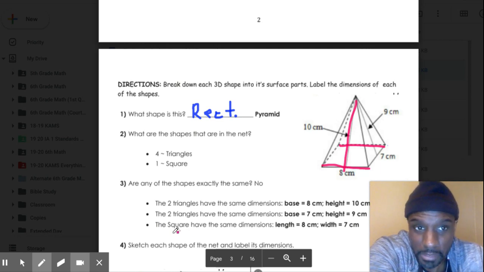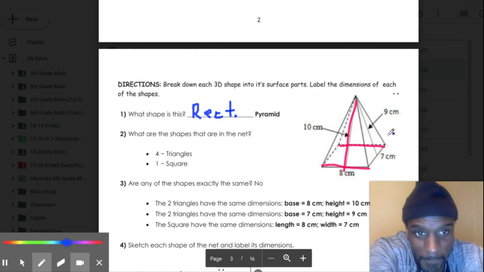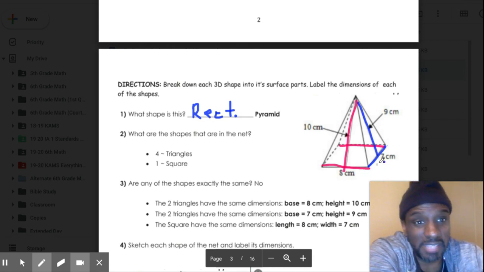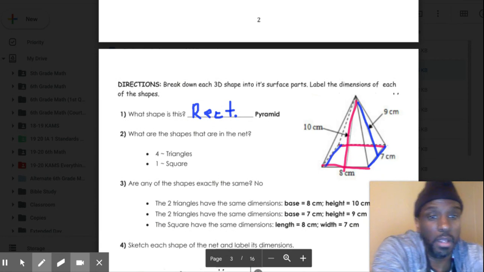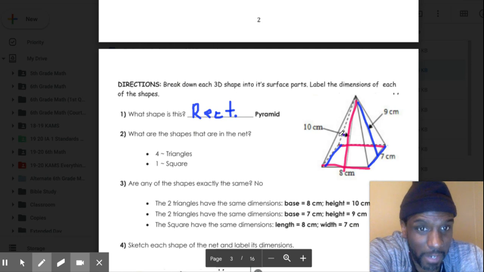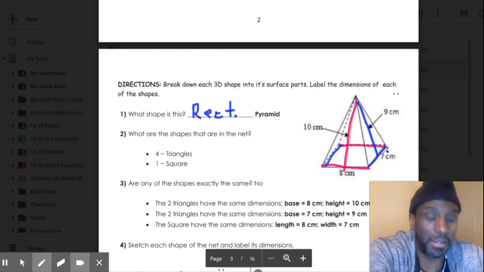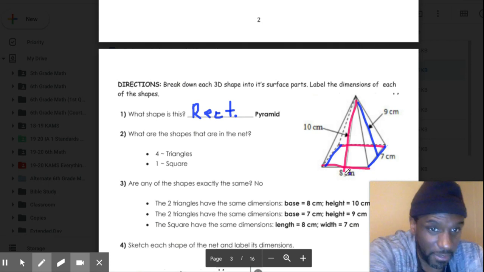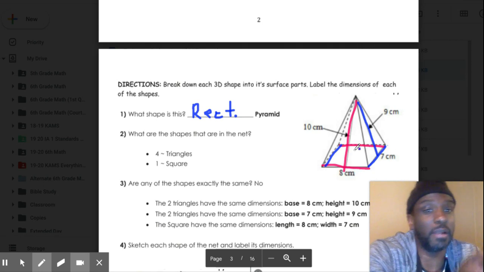Now, let's keep going. What about over here? The bottom of this side, the width of this rectangle, is 7, but the height of the triangle is not 10, it's actually 9. So 7 by 9. If this is 7, then this has to be 7 over here as well. That means the left triangle and the right triangle are 7 by 9. The dimensions of the left triangle, 7 by 9. The dimensions of the front triangle, 8 by 10. The dimensions of the back triangle, 8 by 10. Here we go.